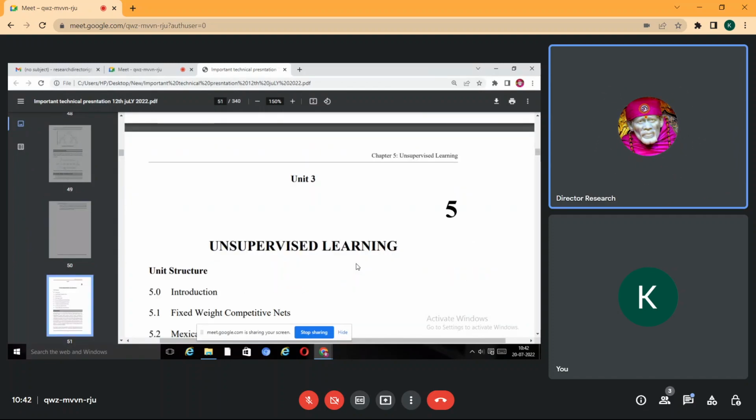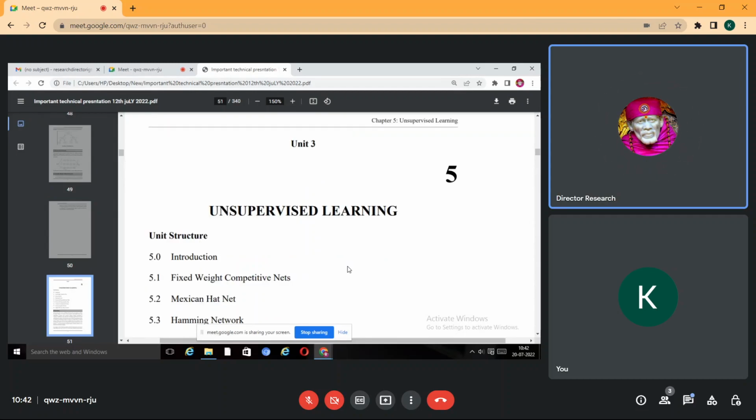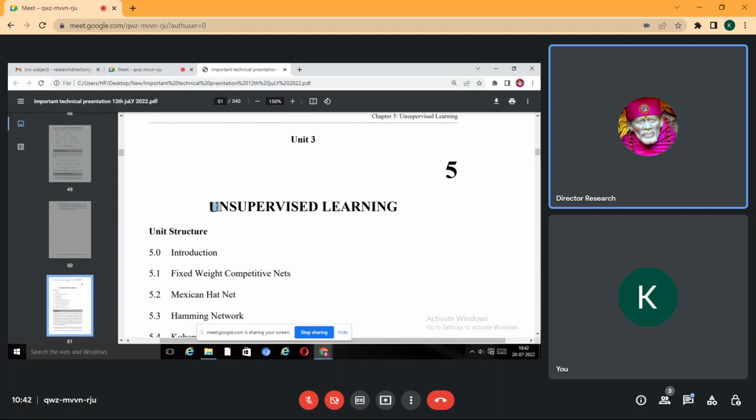Practically, they have a lot of importance from the application-oriented point of view. Now, unsupervised learning. The next topic is unsupervised learning.